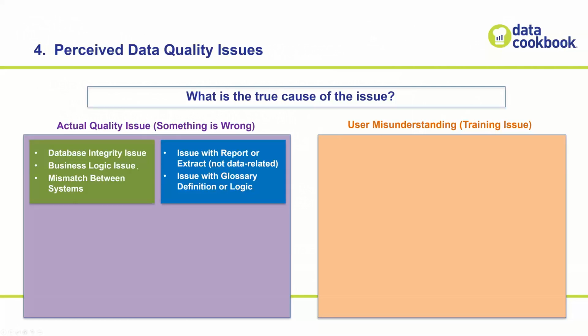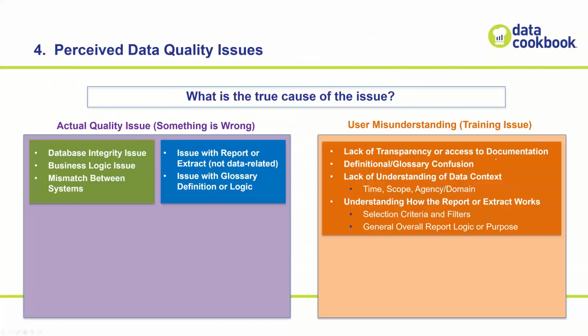In terms of the actual quality issue, this can be broken down into two different segments. The database integrity issues or business logic mismatched between systems, where there is potentially something wrong with the data. Or there's an issue with the report or extract, or with the glossary definition or logic, something wrong with the thing that is taking the data and presenting it to the person. You're calculating something wrong, or you have a wrong selection criteria. So these are things that would need resolution.